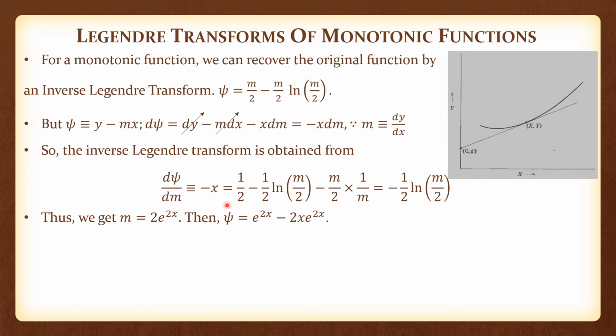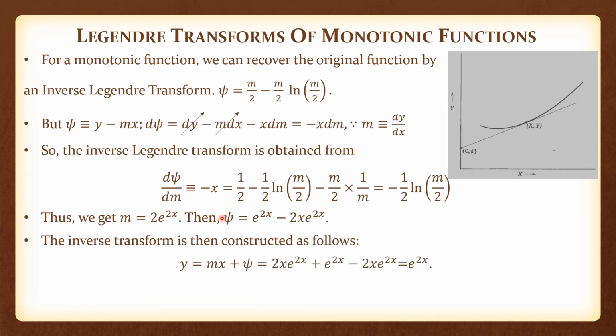But then I have to now get my y. How do I get my y? The inverse Legendre transform is constructed as follows. Y is simply mx plus psi. So now I have constructed psi as a function of x. I already have m as a function of x. I just substitute all of it, simplify, and I get e power 2x.